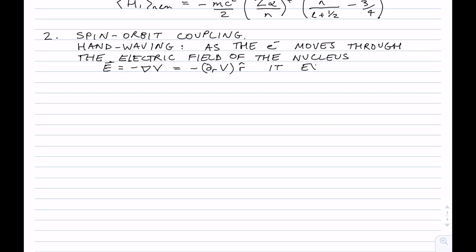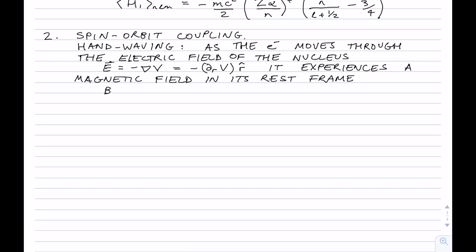It experiences a magnetic field in its rest frame, right? And the magnetic field is, again, I'm not going to work it out in detail, but just to get a sense of what it is. So it's mu naught, epsilon naught, and all that stuff. 1/c² velocity across electric field, yeah?